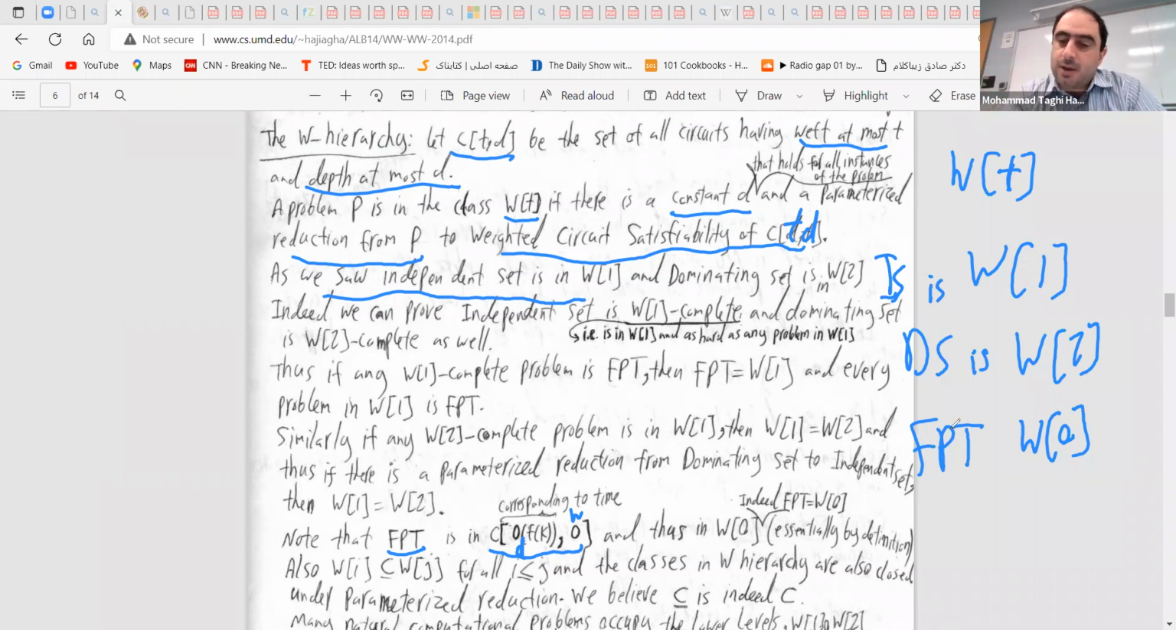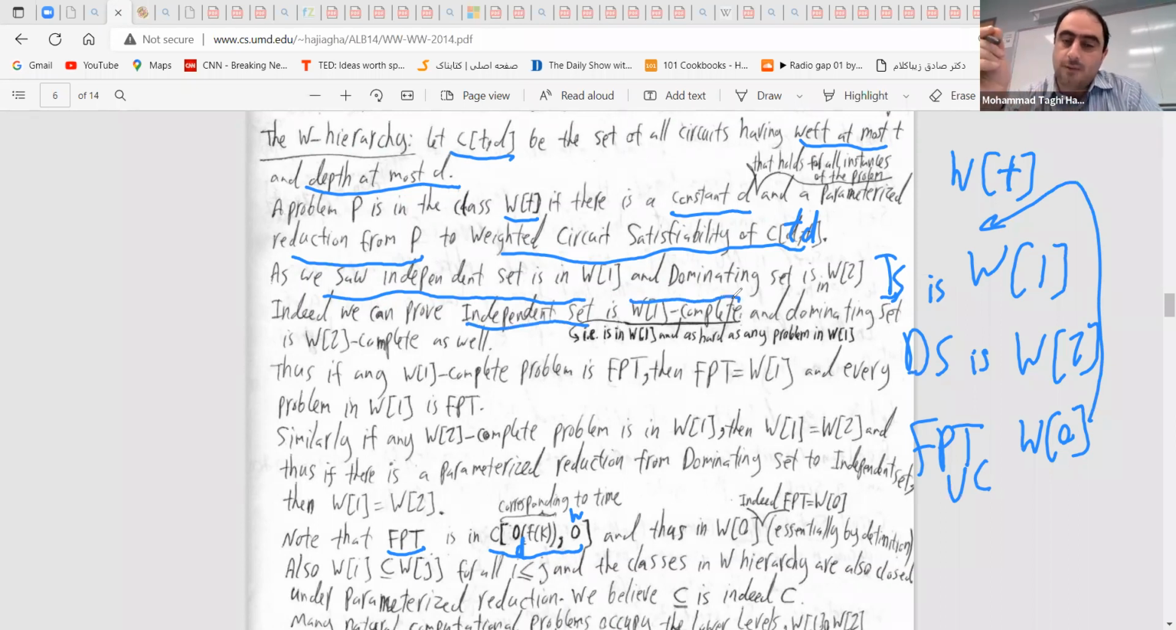So we have the fixed parameter algorithm. What is the fixed parameter algorithm? For example, vertex cover that we discussed. So vertex cover is in W0, dominating set is in W2, and independent set is in W1. So that should go here. You can also prove that independent set is W1 complete.